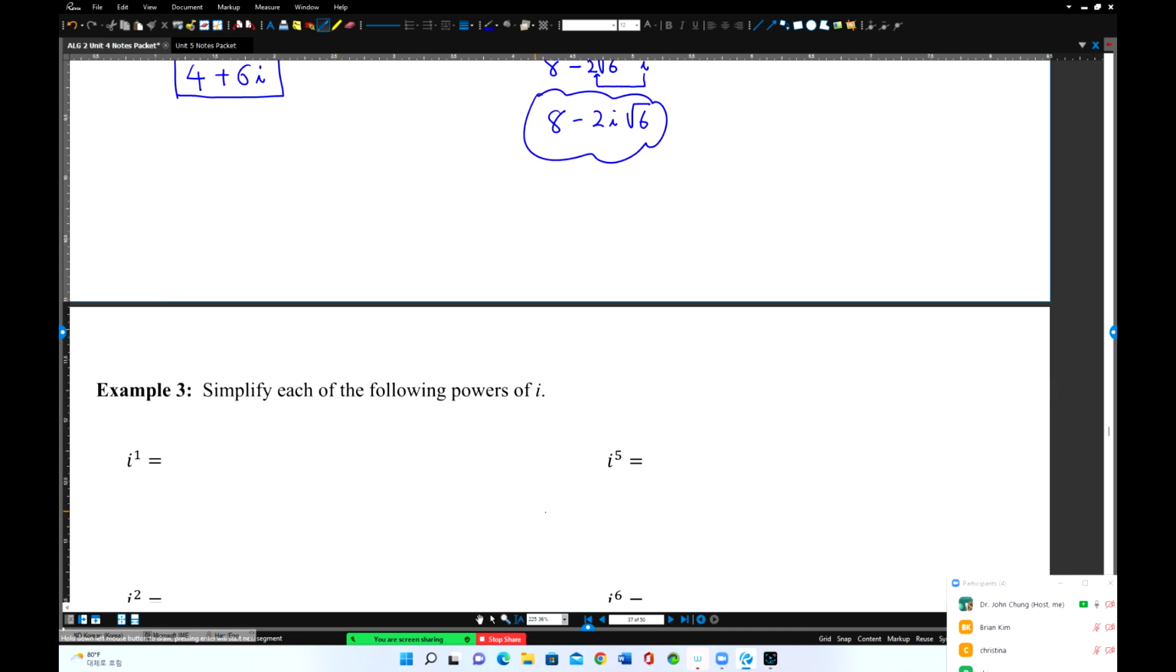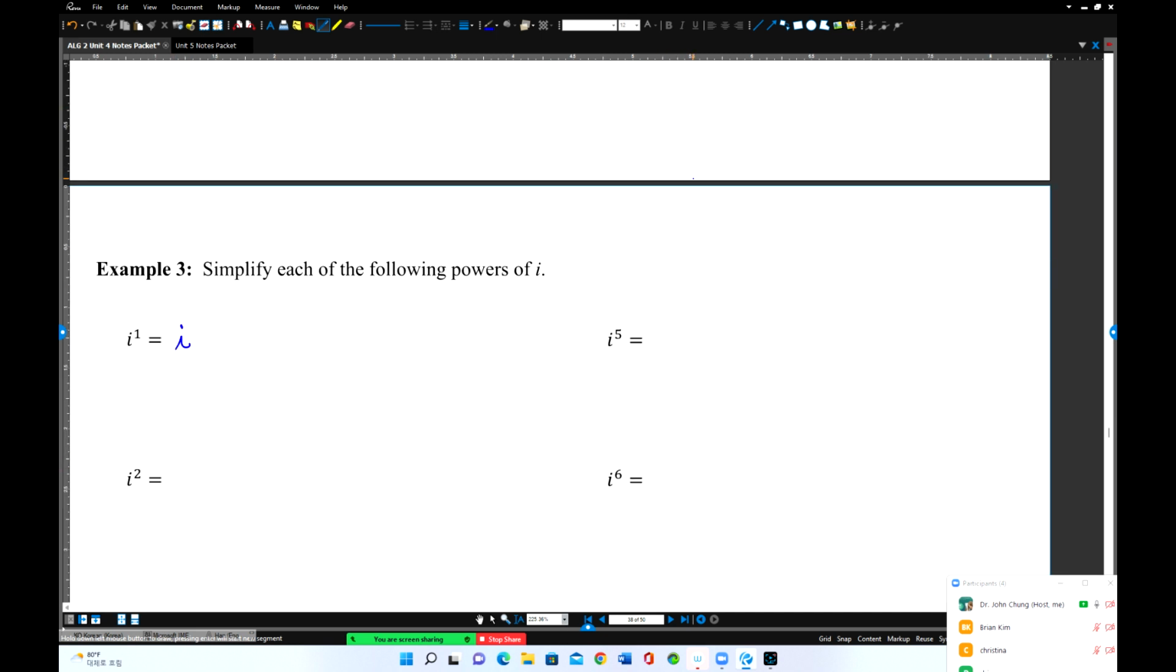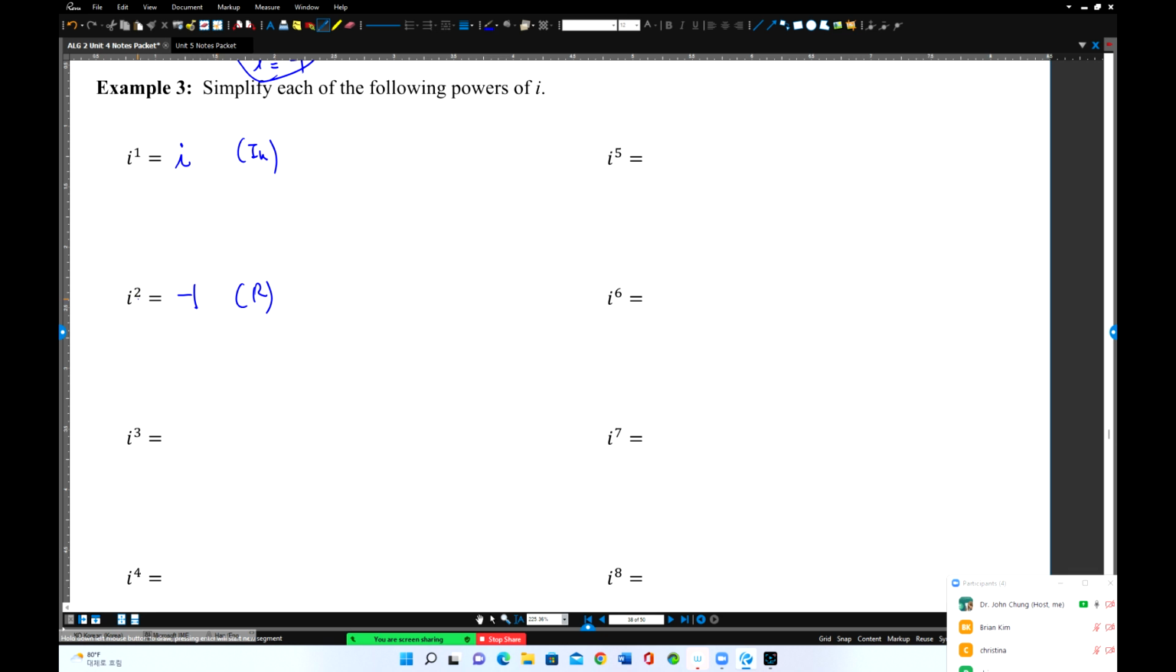Now, operations of i. i to the 1 is i, this is still imaginary. When you make i squared, there is a negative 1, right? Our definition, x squared equals negative 1. So i squared is negative 1. That's why this is always negative 1. This is imaginary, but this is real now. i cubed is i squared times i, by the exponent operation, right? So i squared is negative 1, this is negative i. You can reduce this one. So i cubed is still imaginary.